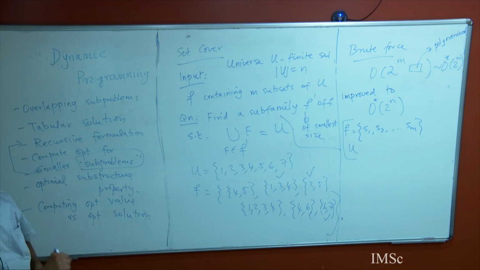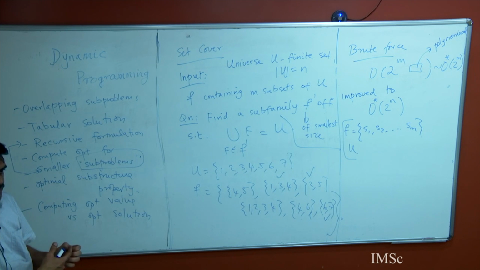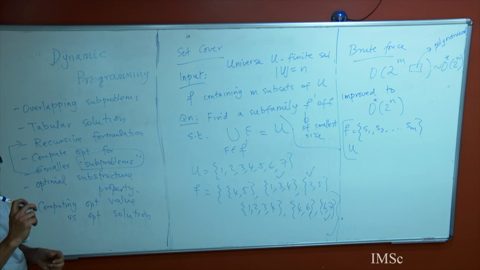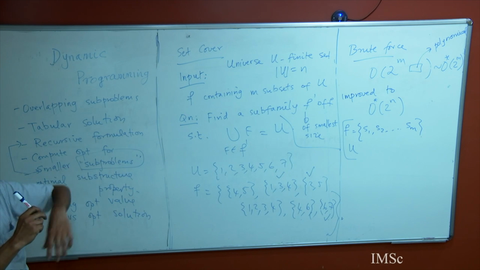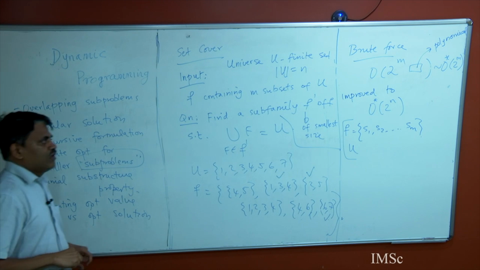I use the same symbols like knapsack. So what is the choice you will make? What are the subproblems you will get? So I'll try to order all the members of the family as, I call them S1 to Sm. And we do the same thing as before. We check if S1 is there or not.